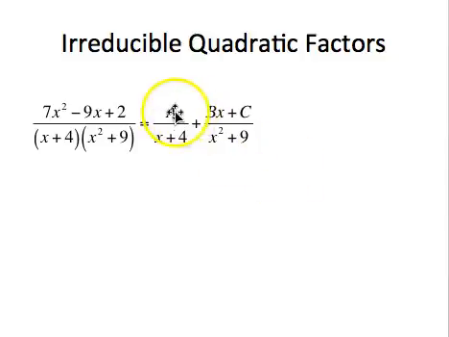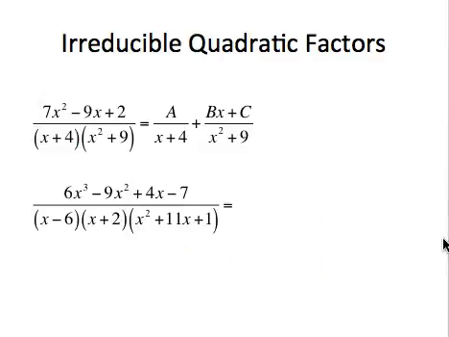And then the usual strategy, a times x squared plus 9 plus bx plus c times x plus 4, over x plus 4 times x squared plus 9, equals this entire fraction. And we go through the algebra. Our next case, order 4 downstairs, order 3 upstairs. The highest power we can have on top is 1 less than the highest power at the bottom.